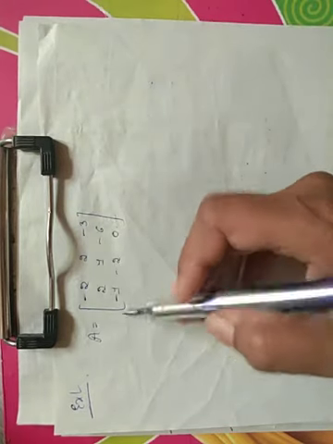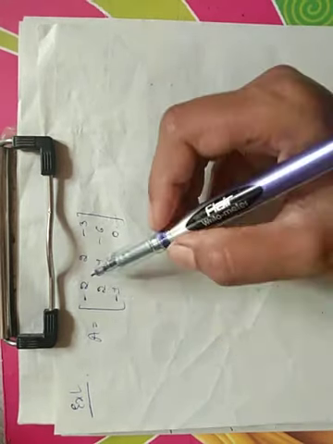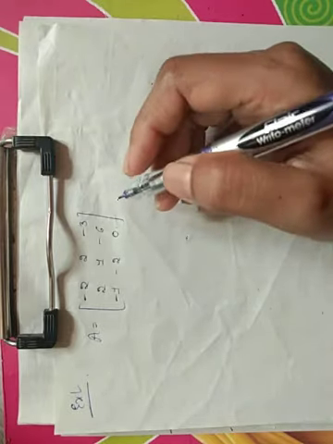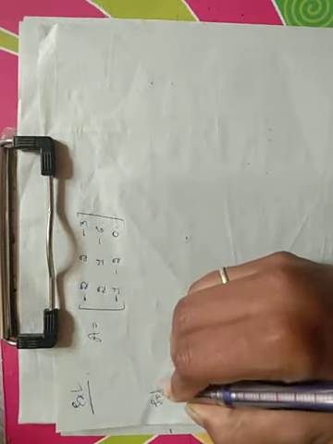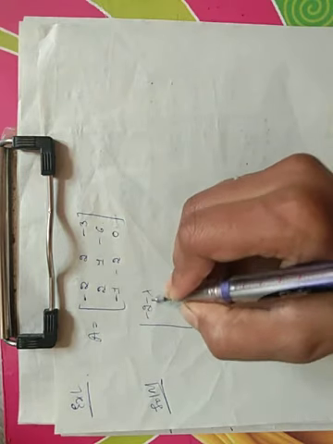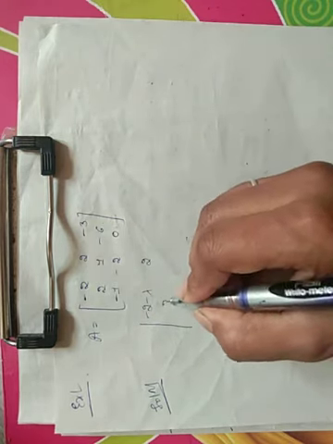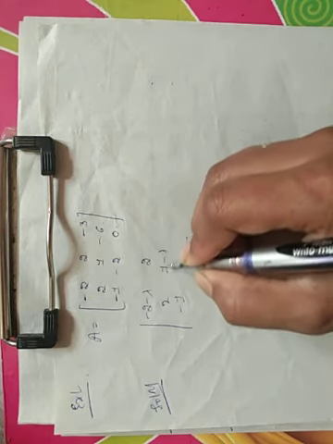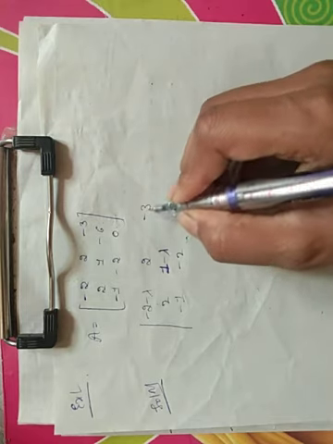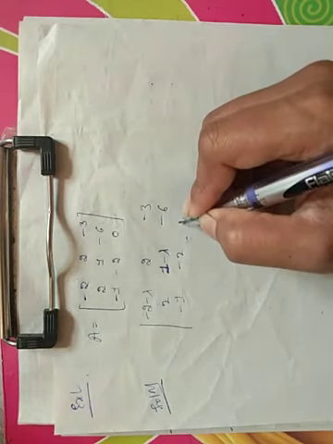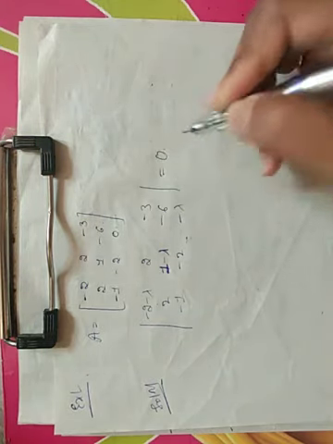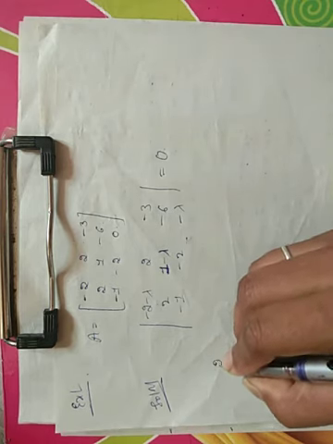Take the next example: matrix A equal to minus 2, 2, minus 3, 2, 1, minus 6, minus 1, minus 2, 0. Find the eigenvalue and eigenvector of the matrix. Come to the solution here. First I am going to write A minus lambda I: minus 2 minus lambda, 2, minus 3, 2, 1 minus lambda, minus 6, minus 1, minus 2, 0 minus lambda is minus lambda, equal to 0. Now open the determinant.